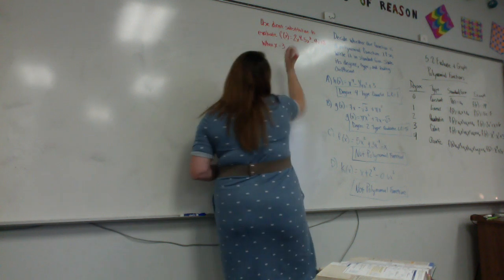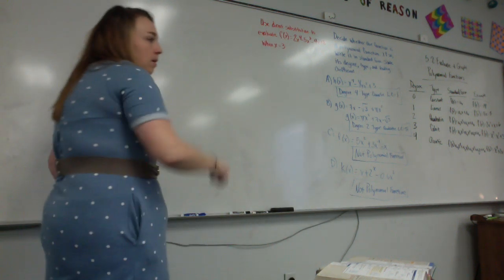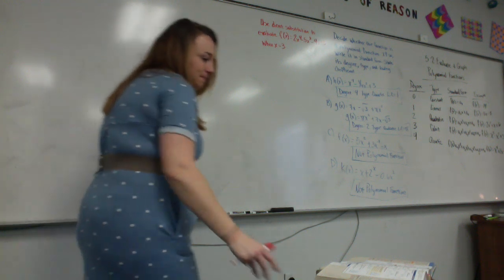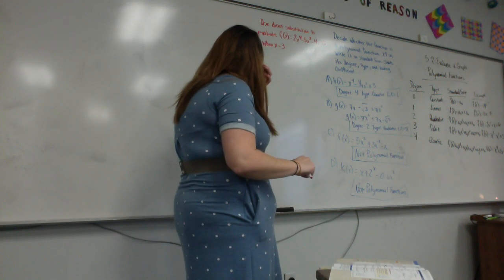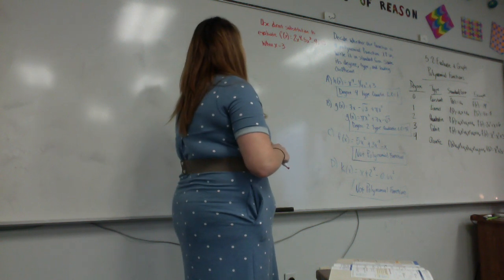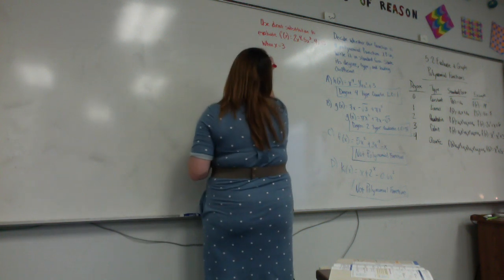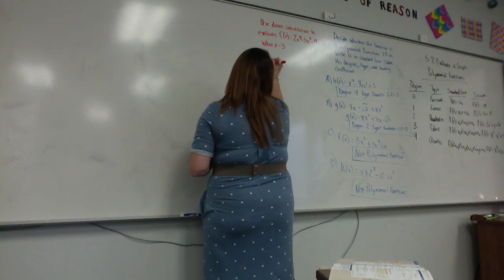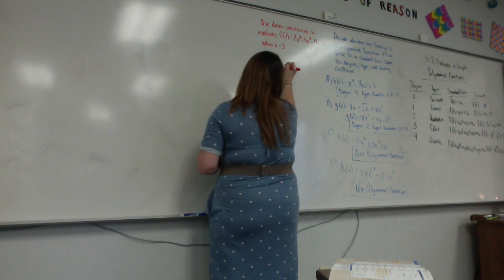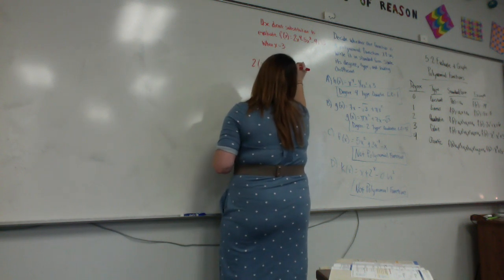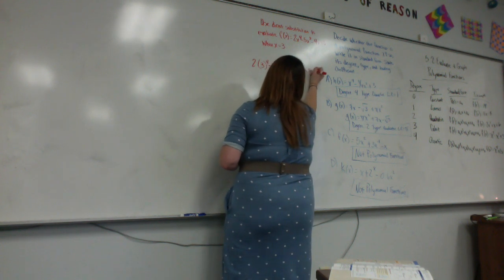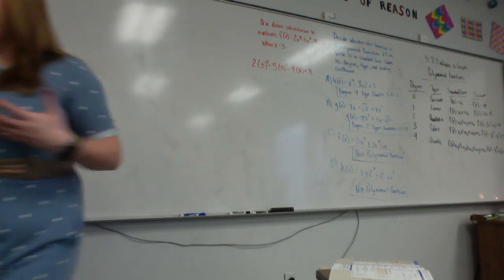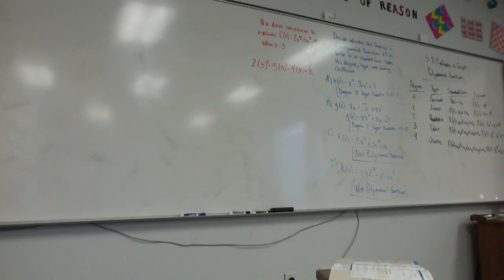Okay, what do you think we're going to do right now? When it says use direct substitution to solve, we're going to substitute x with 3. So I have 2 times 3 to the fourth, minus 5 times 3 cubed, minus 4 times 3, plus 8. You're going to probably need a calculator to do that.